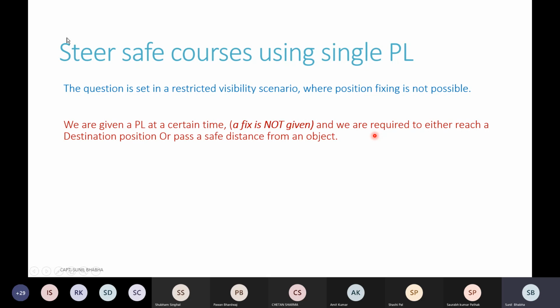We are now required to either reach a destination position or we are required to pass a certain object keeping a safe distance off. It could be a lighthouse or a prominent land object which we are trying to pass, and we need to keep a certain safe distance. Or in the second case, they could give us a certain destination position, like a pilot boarding ground, where the vessel needs to reach.